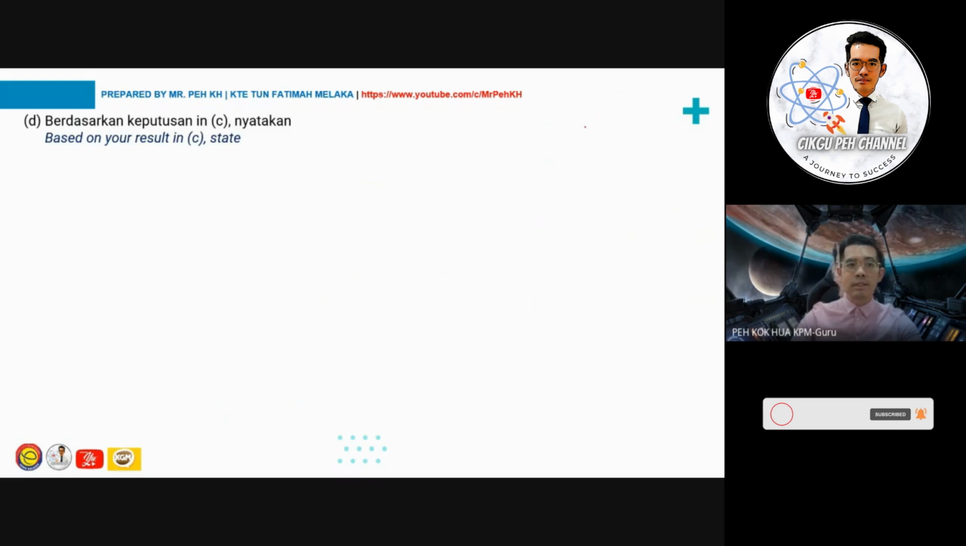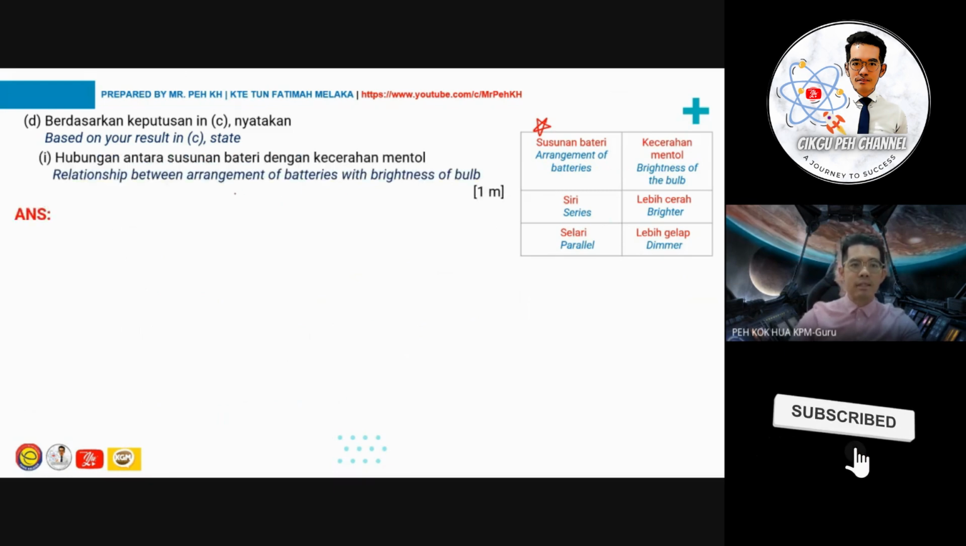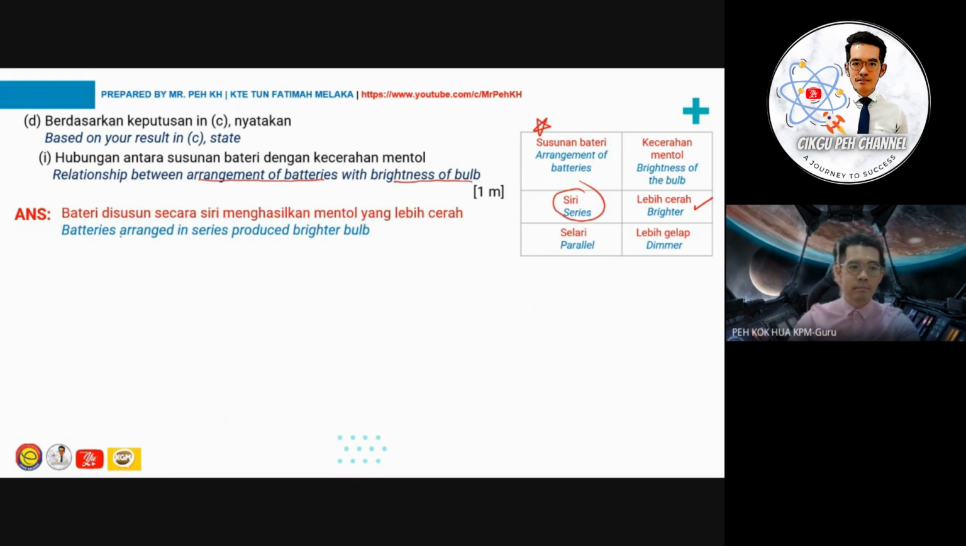Next, based on the result in C, where your result is like this, state the relationship between the arrangement of the battery and the brightness of the bulb. This is an example question for the data analysis. From here, you may see that when the arrangement of the battery is in series, the bulb will be brighter. So your answer will be: battery arranged in series produces a brighter bulb. This question is very straightforward and easy to understand.